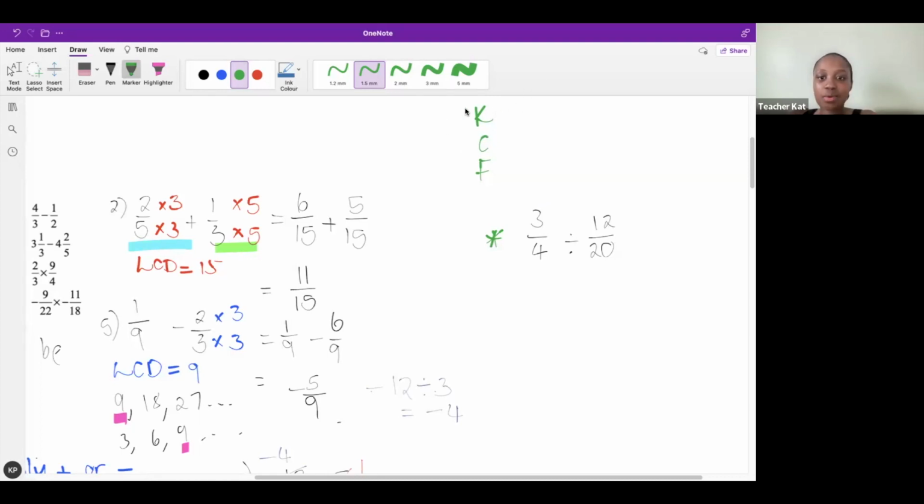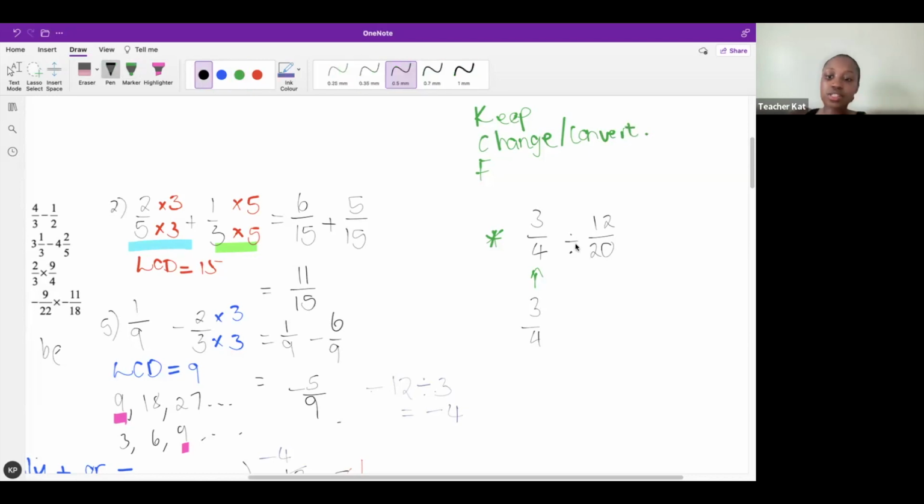So the first thing, the letter K stands for what? Does anyone know? This is a rule that we use for division. The letter K stands for keep. Okay, that means you're going to keep this first fraction the way it is. So it's going to be 3 over 4. Then the second letter stands for change or convert. That could also work.